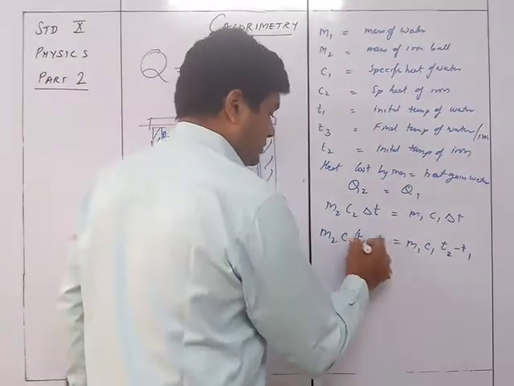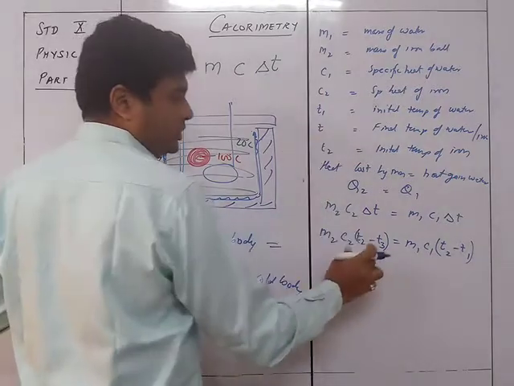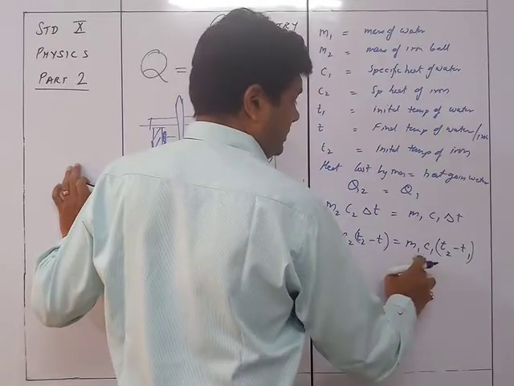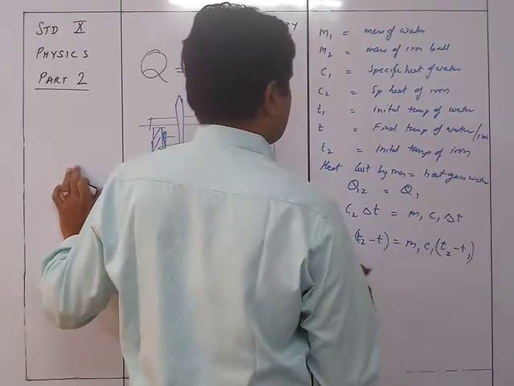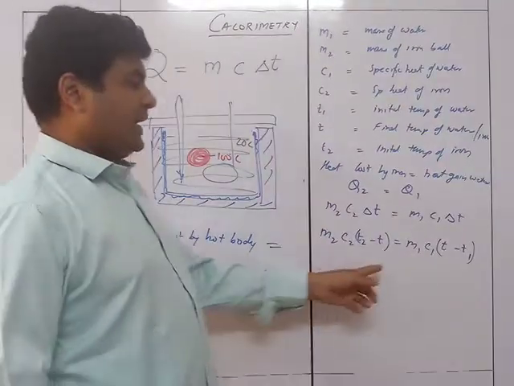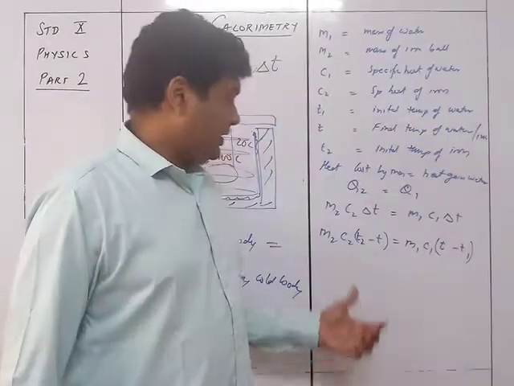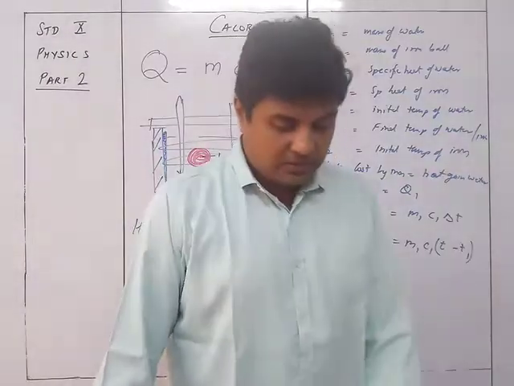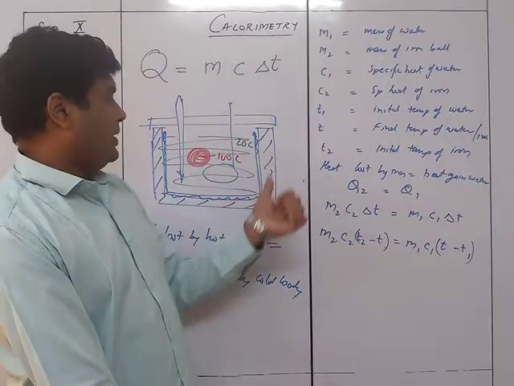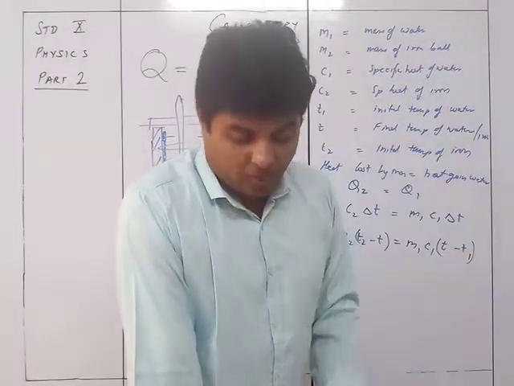Or we can directly say it this way, T3 के place सिर्फ T कर देते हैं, so T2 minus T and T minus T1. That will be the required equation mathematically to solve that. Heat lost by A is equal to heat gained by B. Heat lost by iron is equal to heat gained by water.